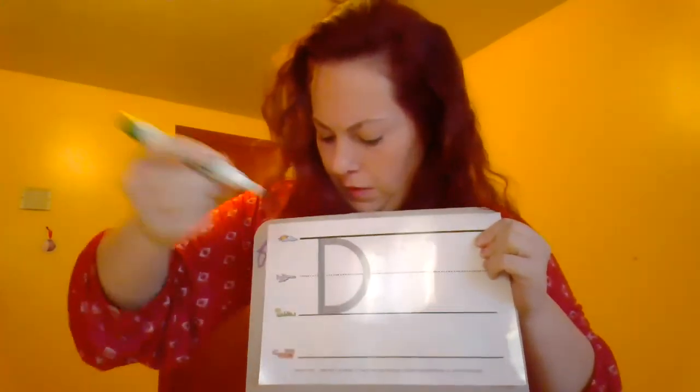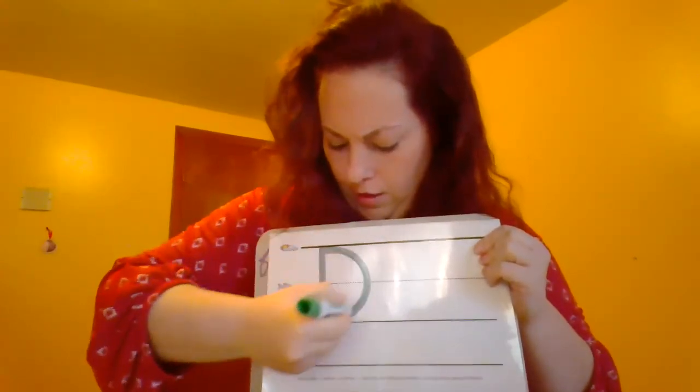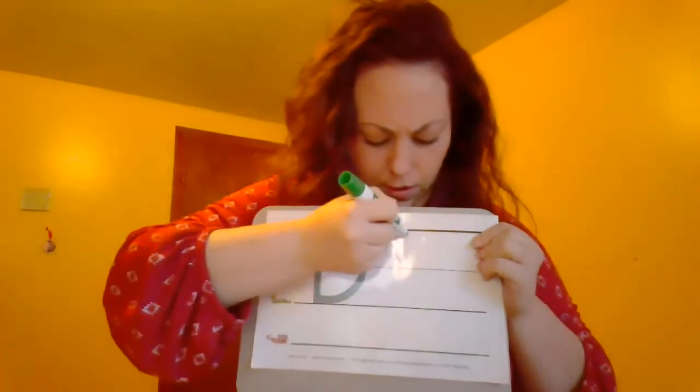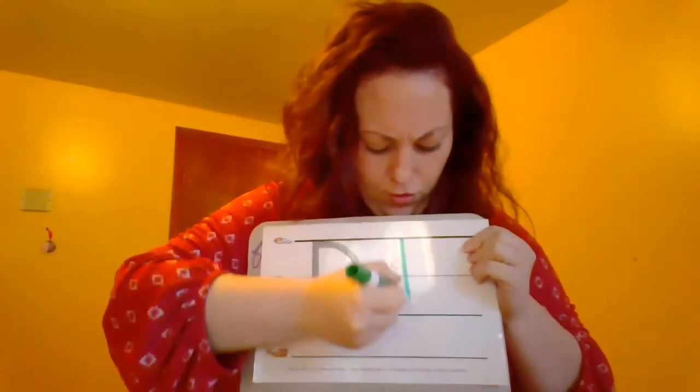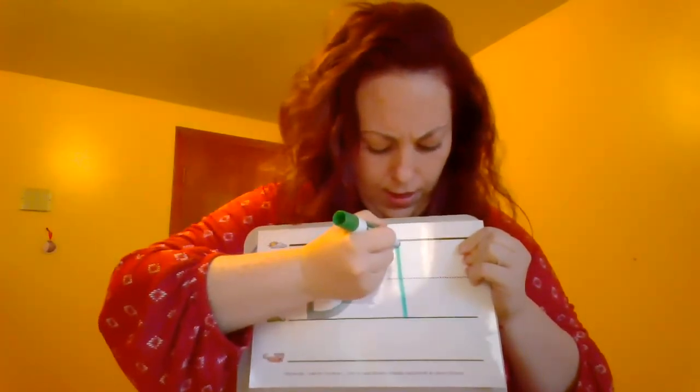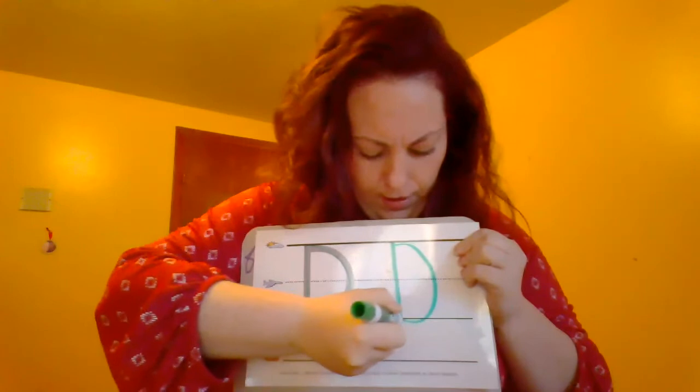So we start at the skyline, make our line down to the grass line, pick it back up, back to the skyline, make a big curve down to the grass line. We start at the skyline, straight line down to the grass line, pick it back up, start at the skyline, and a big curve to the grass line. And we have D, dog, D.